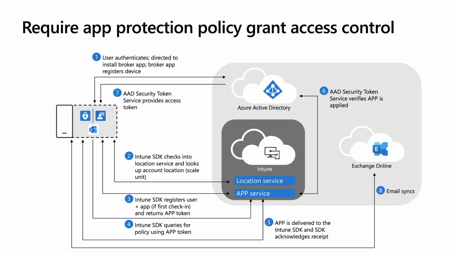The app protection policy must include the app in question attempting to authenticate. And then finally, the app protection policy must be successfully delivered to the app, and the app or SDK must acknowledge its receipt. If any one of those 4 things does not occur, then step 7 will fail. A security token will never be delivered to the app, and thus the user will never be able to access their data.